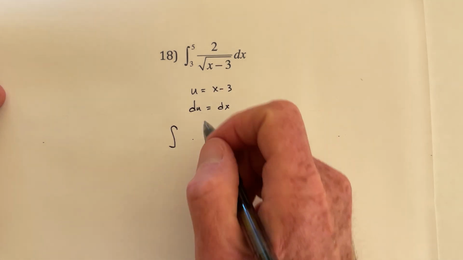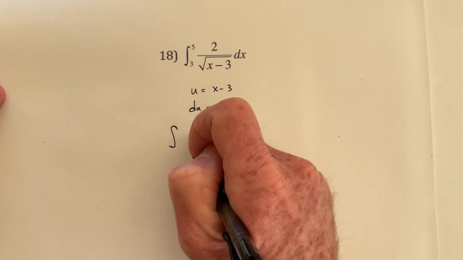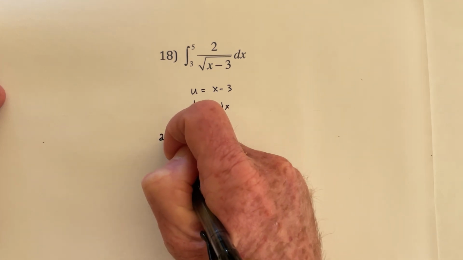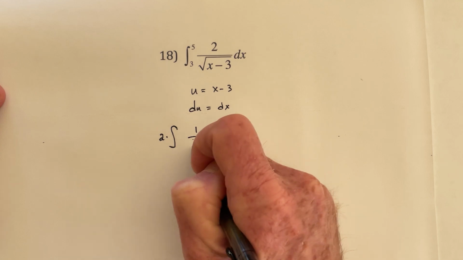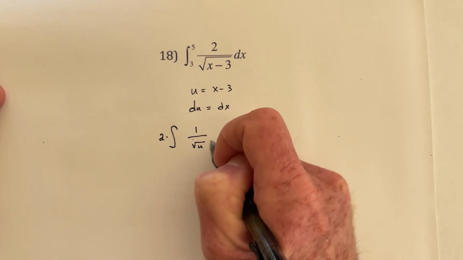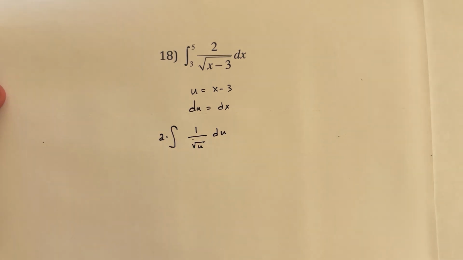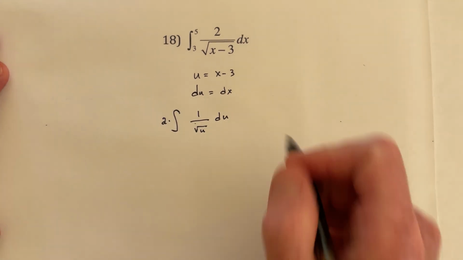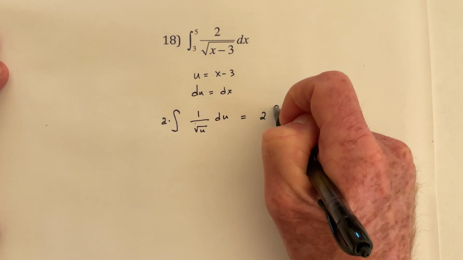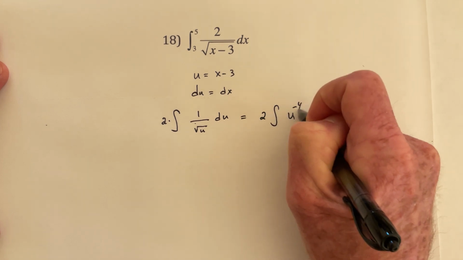And then the 2 can stay there, or you could factor out the 2. I think I'll factor out the 2. That would leave a 1 on top. And then it would leave the square root of u on the bottom, and then dx gets replaced with du. So for this one, you could rewrite it as integrate u to a negative 1/2.